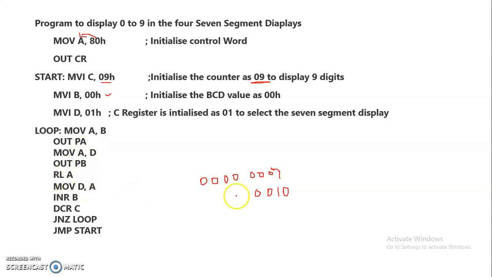Then it is rotated again. When it is rotated again, this 1 will occupy the next position. So the third transistor will be activated, and the third 7-segment display will be selected. At the third 7-segment display, the digit 2 will be displayed, and so on.